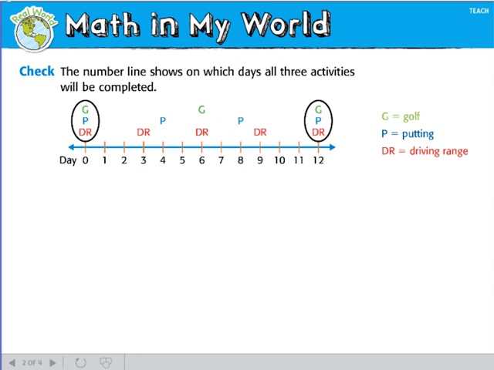On the 8th day, he putted. On the 9th day, he went to the driving range. On the 12th day, he went to the driving range, putted, and golfed. Okay. So, we said that 12 was our least common multiple. This says we were right. Yay.